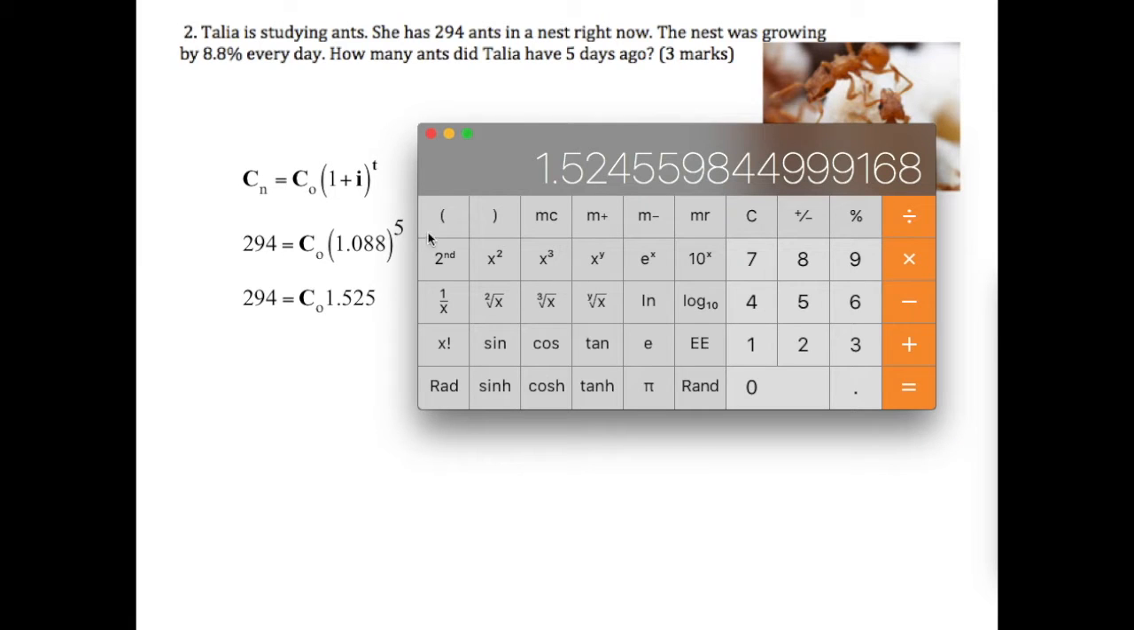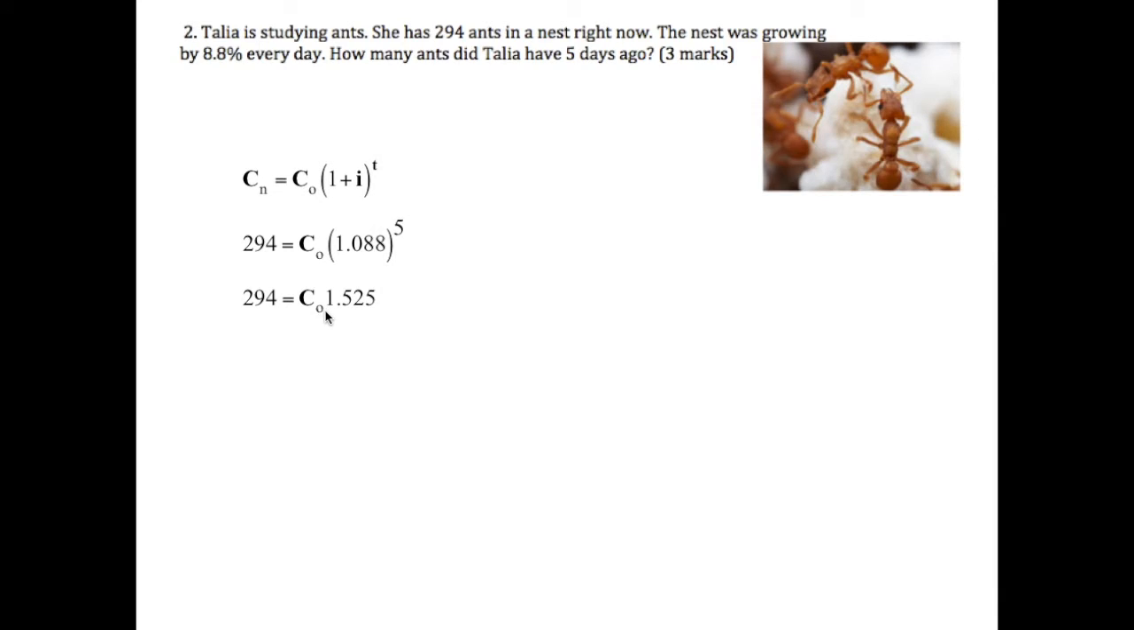I'm going to rewrite this as 294 is equal to C sub 0 times 1.525. Notice that I've just rounded it to the third decimal place, or you can go to the second decimal place. It doesn't matter because this is just a placeholder for the actual number. I want to get the C sub 0 alone. It is multiplying the 1.525. To get rid of the 1.525, I'm going to divide both sides by 1.525. When I divide this side by 1.525, it cancels, it's gone.